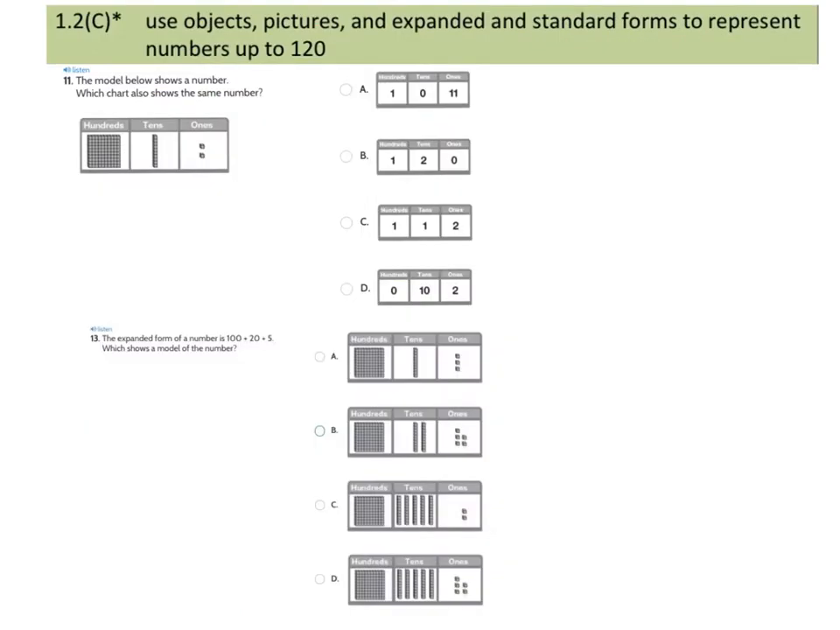So here's an example of some first grade questions that's from the Pearson book. Question number 1 asks which chart also shows the same number. So the students are going from a chart, reading the base 10 blocks, trying to figure out what the standard form would be if you see the picture and object is used as the base 10 block.